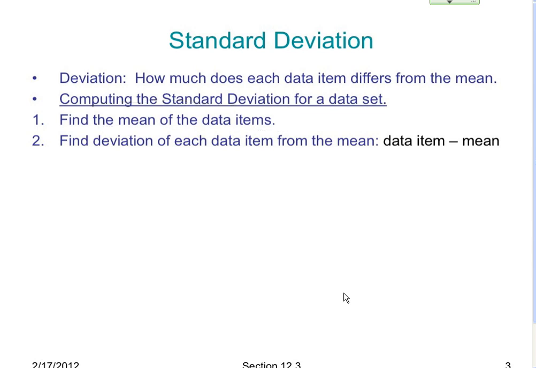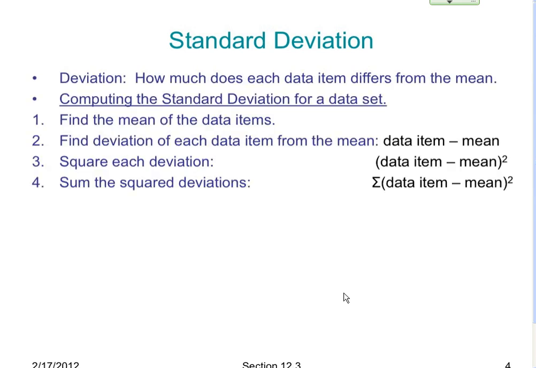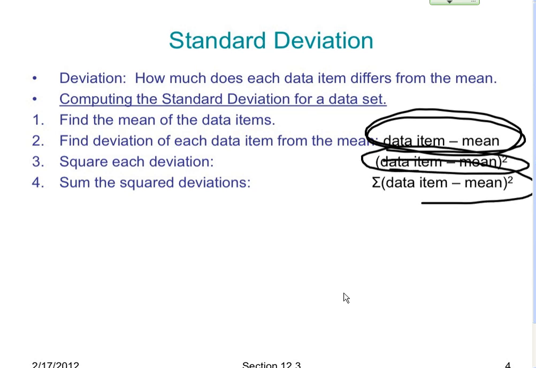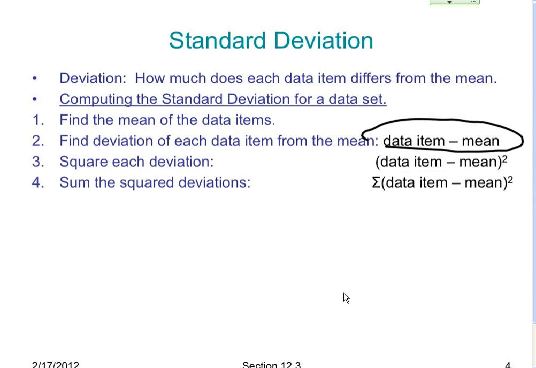Second thing you want to do is figure out how far away each item is from the mean. This is called the deviation. How far does it differ from the mean? Next, all the answers you just found, because if there are 15 data items, you're going to have 15 numbers, you're going to square each of them and add them up. So subtract each one, square each one, add them up.